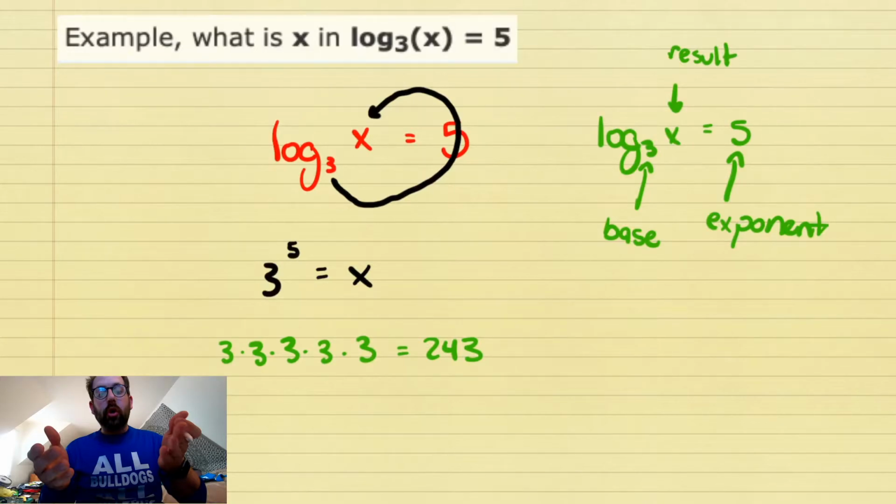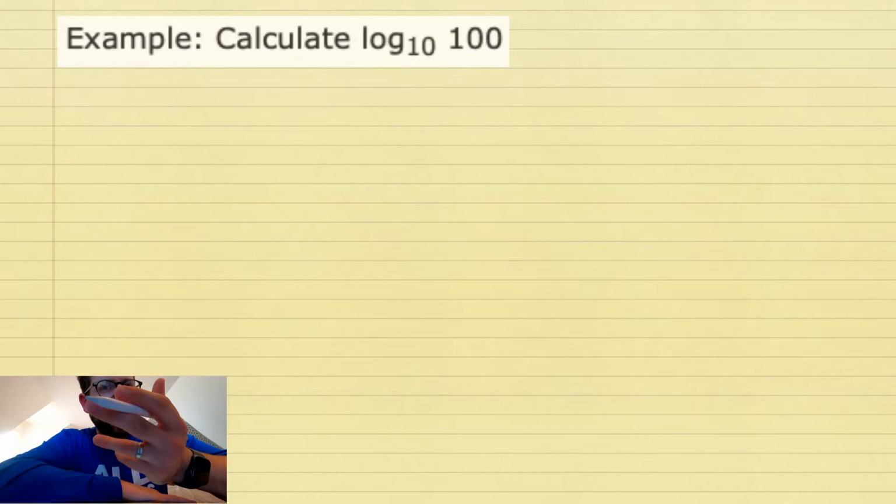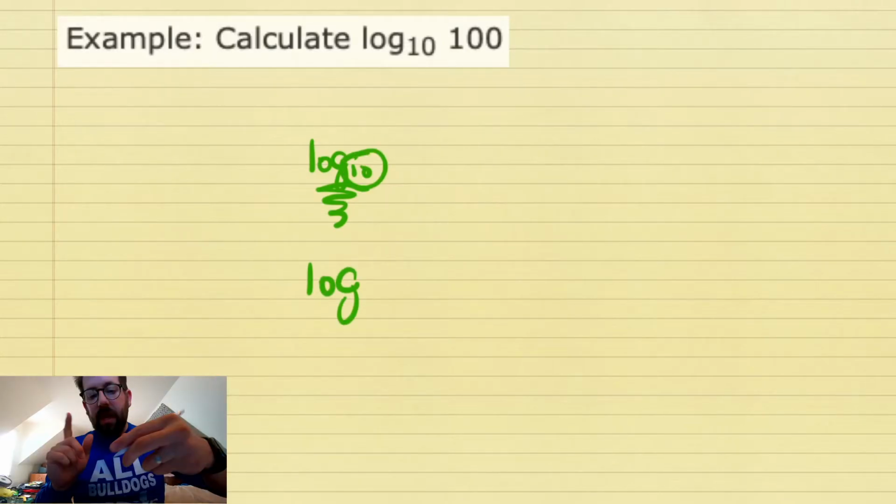Okay, so log base 10 of 100. This problem, you could just type in your calculator, and it will tell you the result, which is nice. The calculator is programmed to do this. Log base 10 is programmed into every calculator. It's the go-to log button. So if you just hit log on your calculator, it assumes it's base 10. You don't have to type in 10, it automatically assumes it's 10. So all you have to do is hit the log button, and type in 100 after it, and it will tell you the answer.